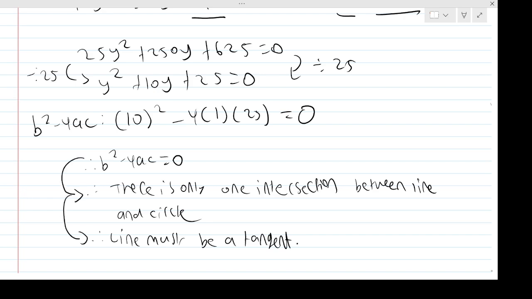We had this chain of reasoning, which ultimately proved that the line has to be a tangent. There we are. Cool.